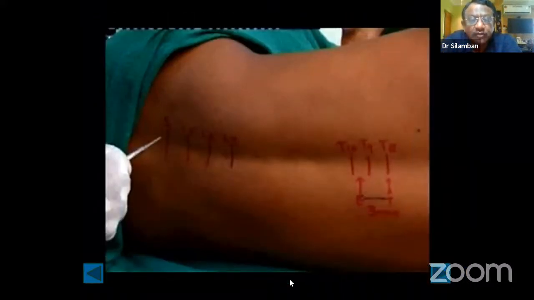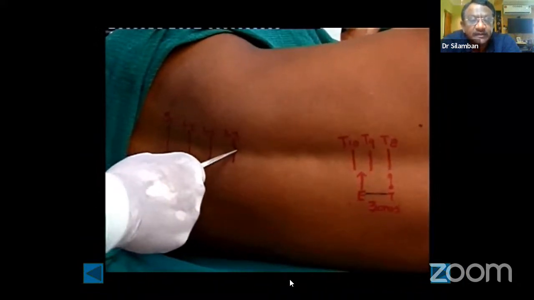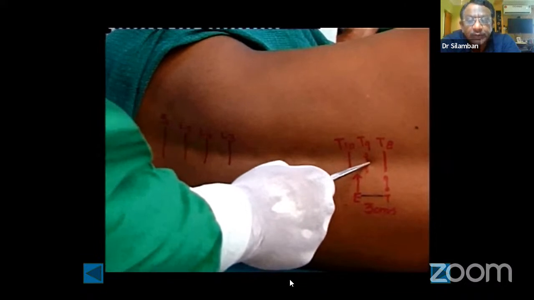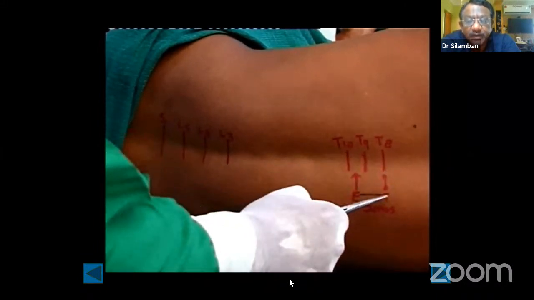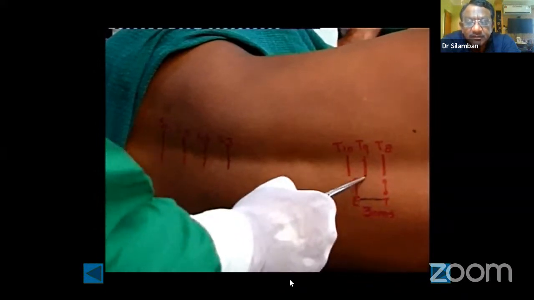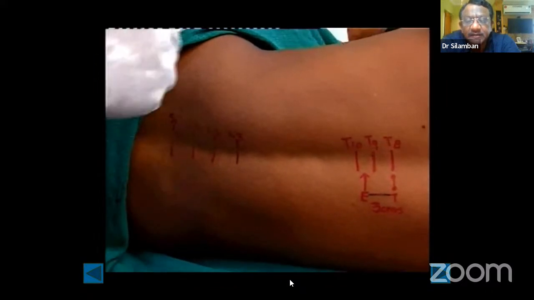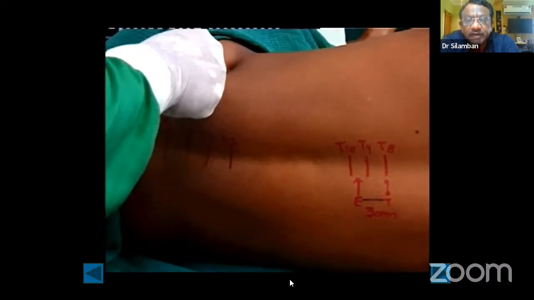Now we'll have a video of a lower thoracic procedure being done. The counting of the spines is being done up to 8, where the catheter tip is going to be placed. We are planning 3 centimeters of the catheter inside. So site of needle entry is going to be T9, T10. So when you place 3 centimeters, you come there.